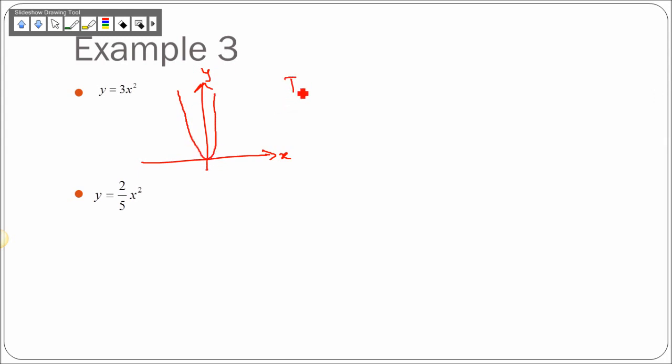Okay, the turning point hasn't changed. It's still the original 0, 0. But what's happened? The graph is thinner. And you could say by a factor of 3 if you would like.